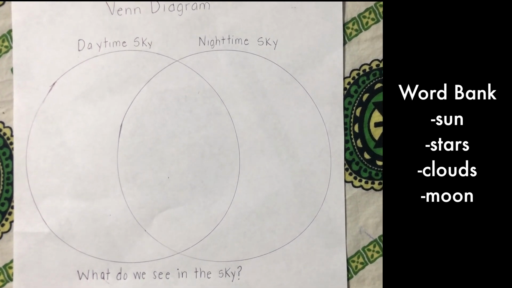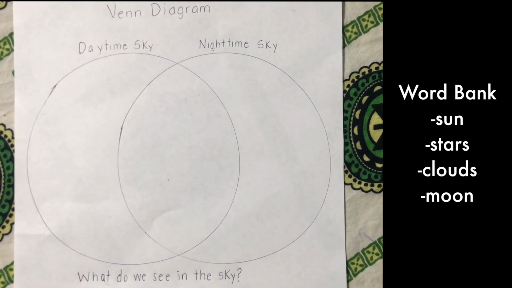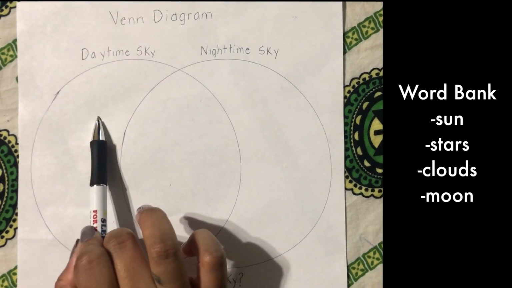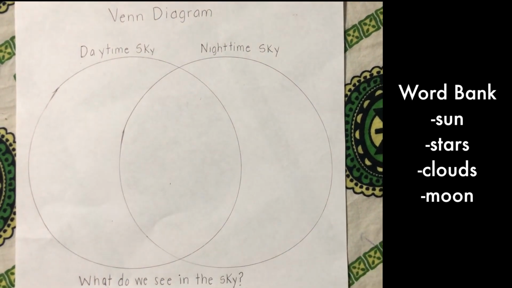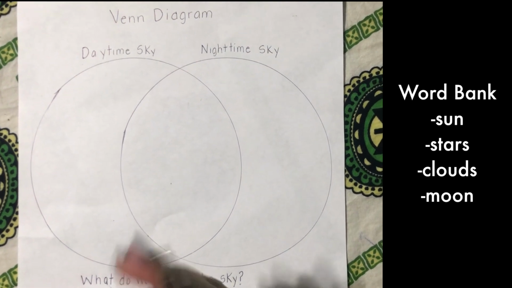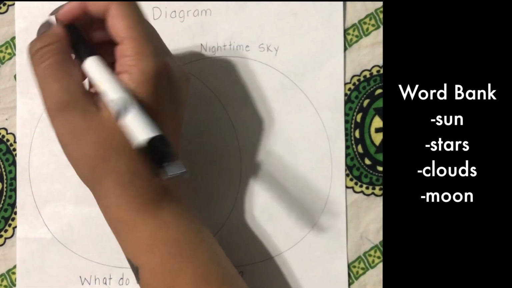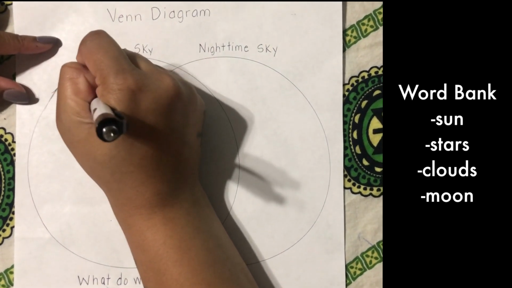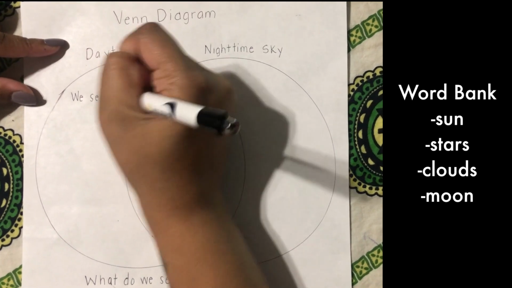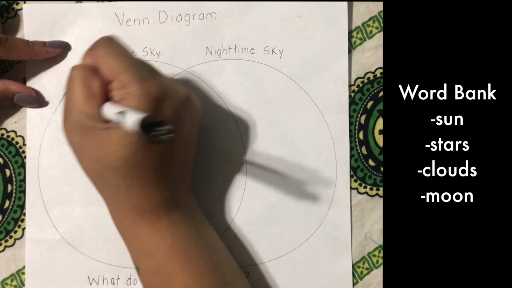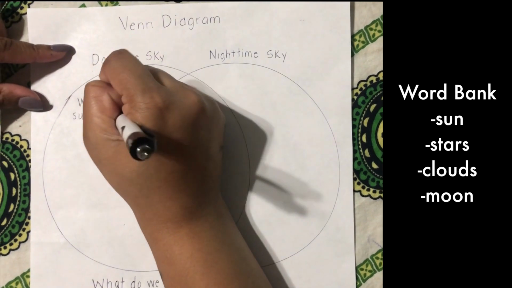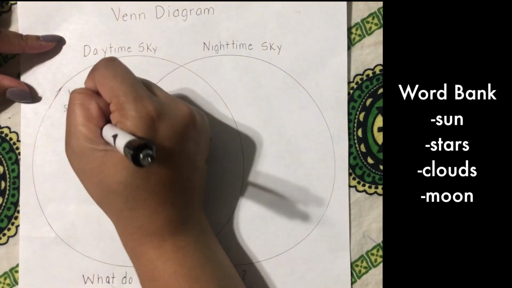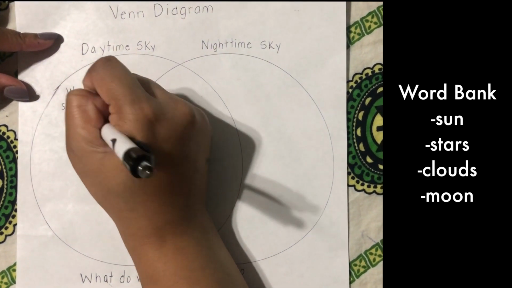Let's do the sun first. Congo Nation, when do we see the sun in the sky? Is it in the daytime, the nighttime, or both? Very good, it's the daytime. So we're going to write, we see the sun in the daytime. Now we could just write we see the sun, but we wanted to stretch our sentence.